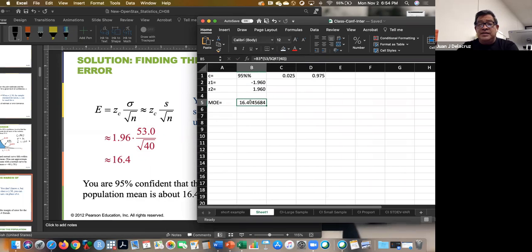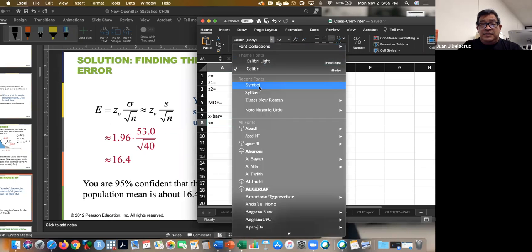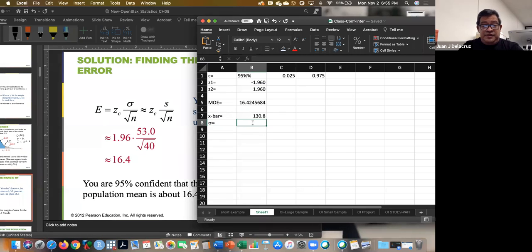So 16.4, right? So what happens here is I already have, I didn't write the values here, but here I have an X bar that is equal to 130.8. We have a sigma, because this is the population value. So this sigma is equal to 53. And we have a sample size that is equal to 40, right? So we need these values to compute the margin of error. So this is the margin of error.